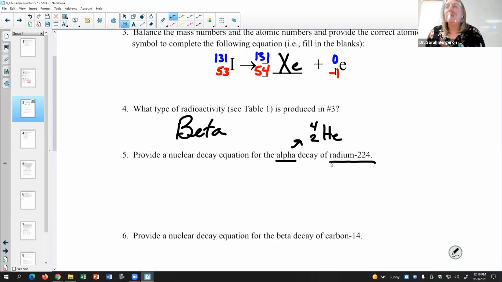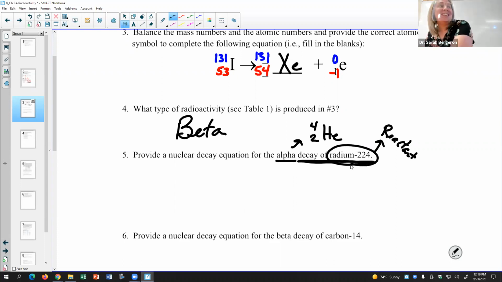Does that make it a reactant or a product? It's a reactant. So what you're saying is provide a nuclear decay equation for the alpha decay of radium. That's telling me that radium is decaying, right? So if something is decaying, it started out normally, which is radium-224, and then it decays into something that we have to figure out, right? So half of this is figuring out what's on which side of the equation.